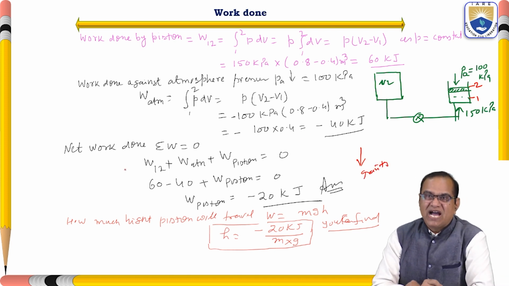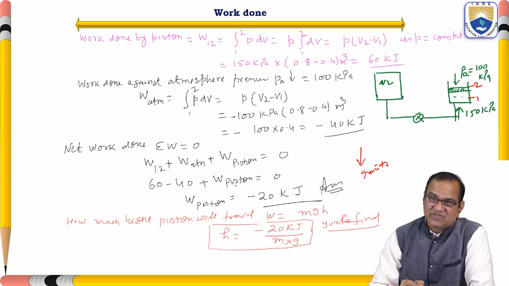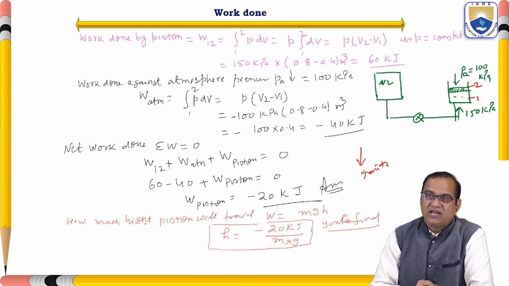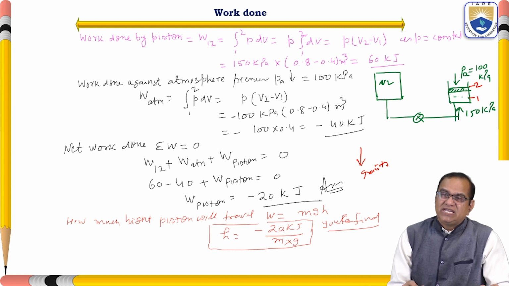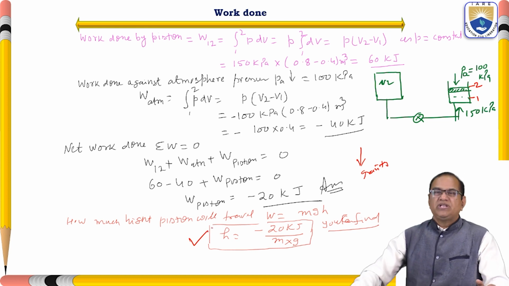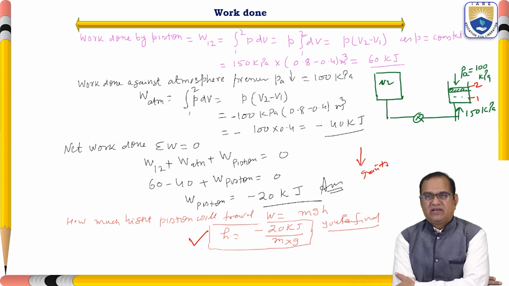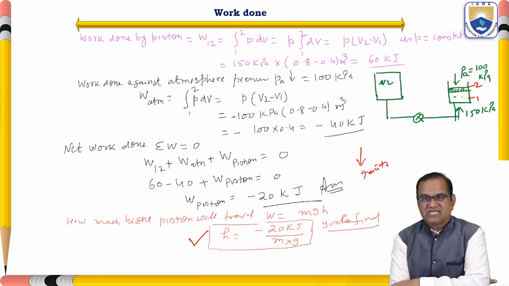So how much height will the piston travel? If we want to find out how much height, we can find that this is minus 20 kilojoule divided by m into g. So if you know the mass of the piston, you can find out this height by this equation. So in this way, you can find the answer, and you can also understand how these things are done and how these processes work.